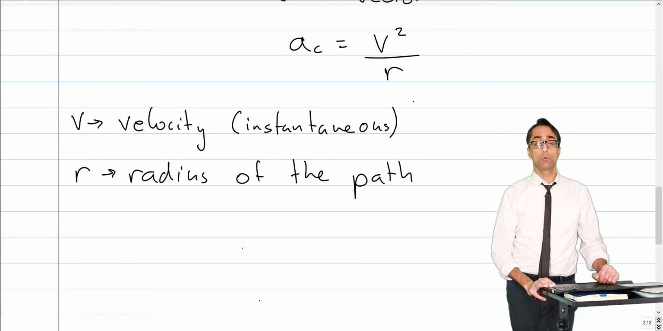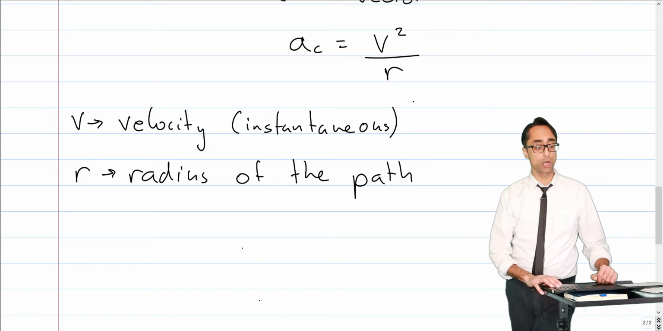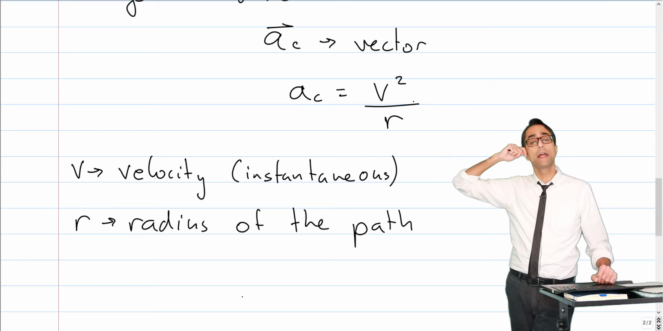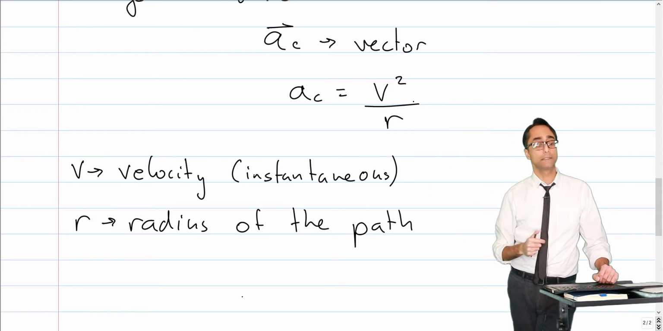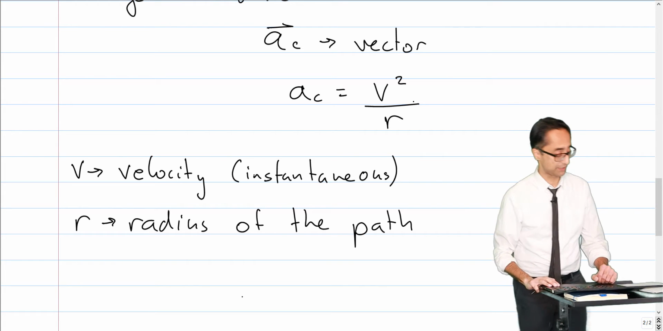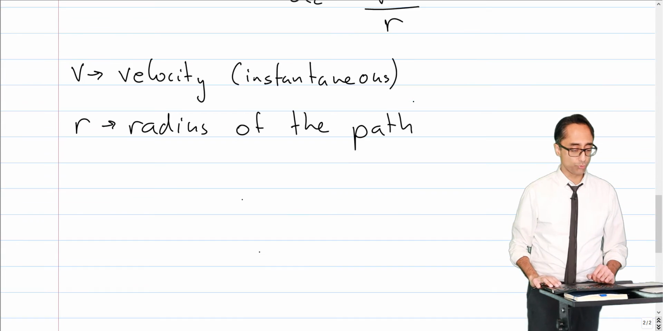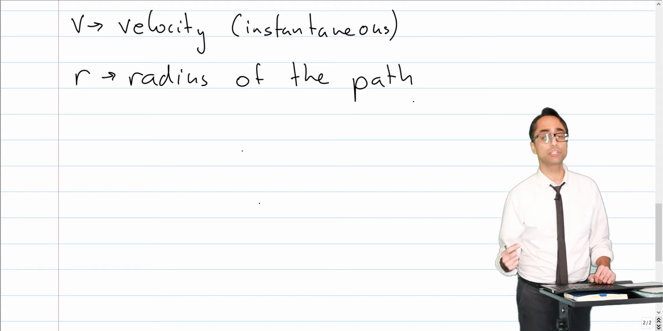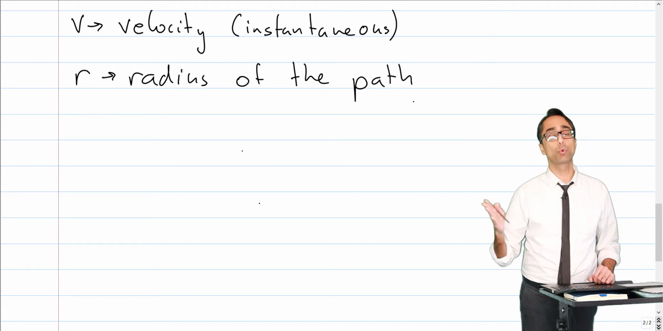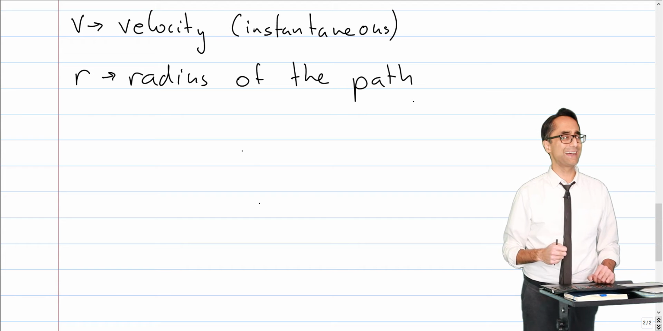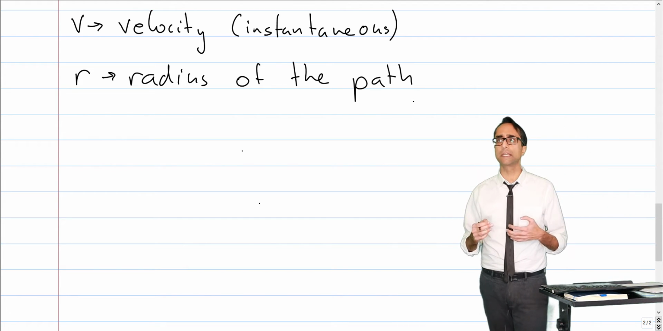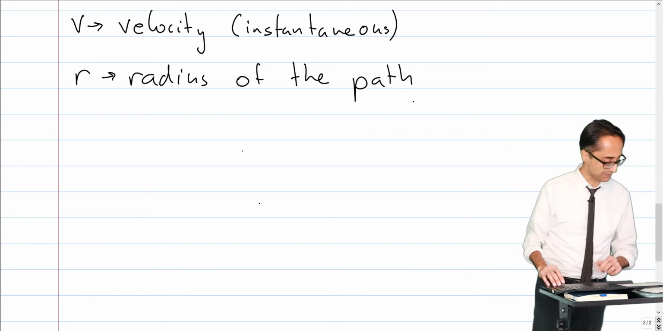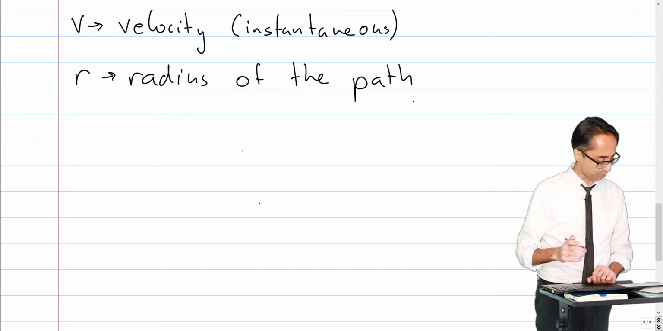Well, if we're talking about an acceleration, we are talking about a vector, and the question is, what is the direction of the vector? Well, it's not the direction of the velocity, interestingly enough. The direction of the centripetal acceleration is always towards the center of the circle. It's kind of descriptive in the name itself, right? Centripetal means center seeking, or radial. It gives us the idea of heading towards the center.